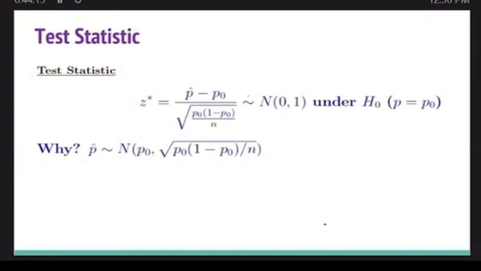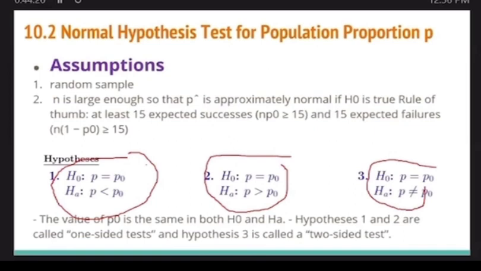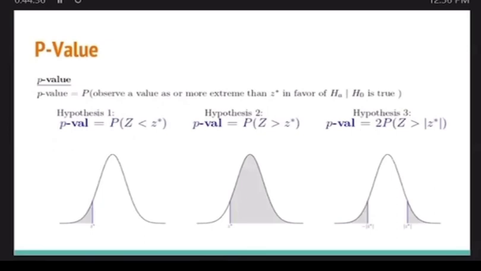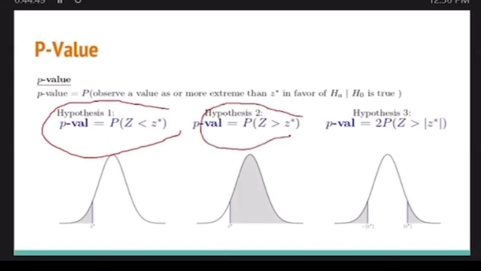Now, if I have this kind of test, how do I figure out my p-value? I told you the other time, the p-value depends on the nature of the alternative. How do I figure out my p-value here? Okay, I'm going to show you how you figure out your p-value now. Can you see that? For hypothesis 1, your p-value will be the probability of z less than, because the alternative is less than. For hypothesis 2, your p-value will be the probability of z greater than. And whatever you check from the table, you have to subtract from 1 for the greater than sign.